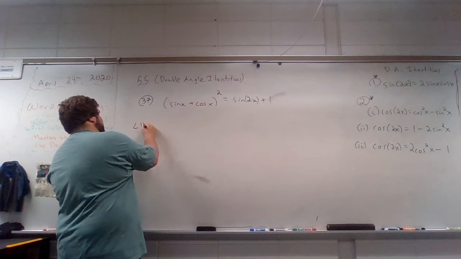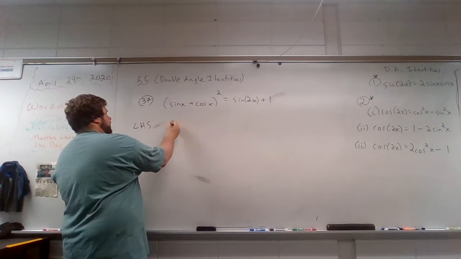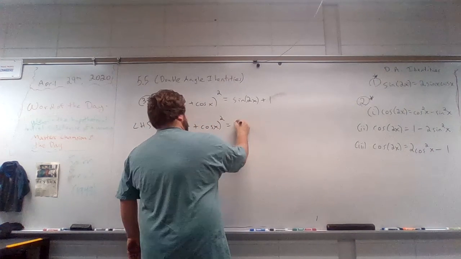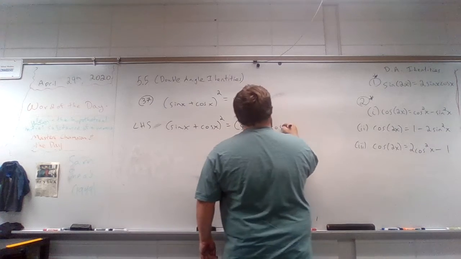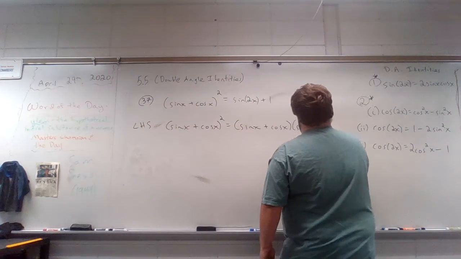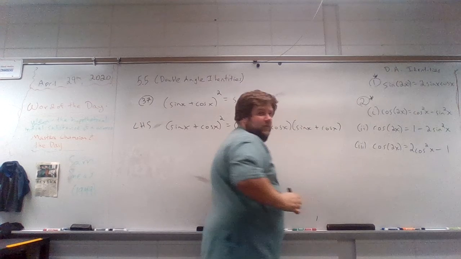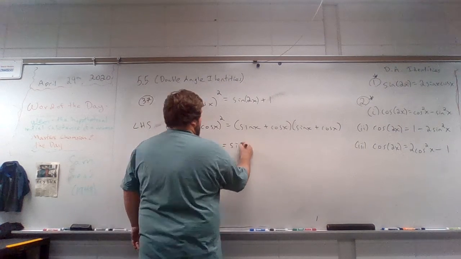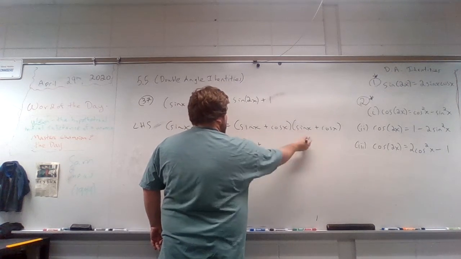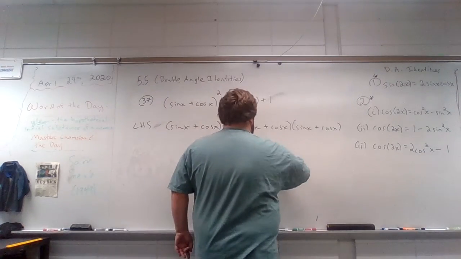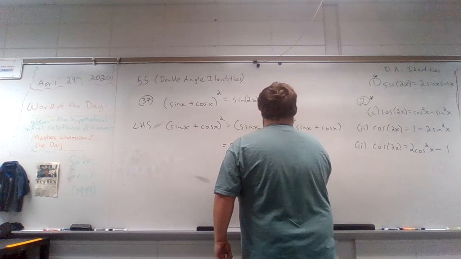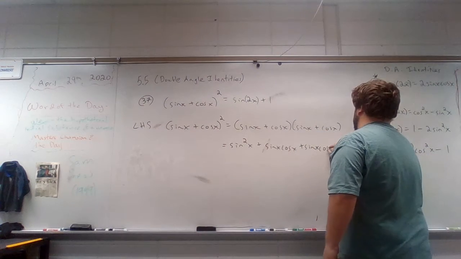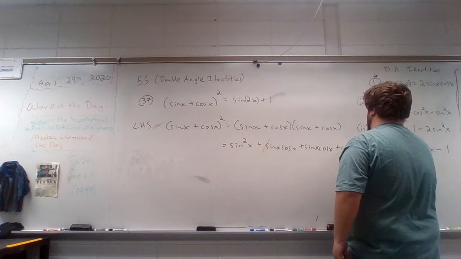So let's see what this is going to be. So I've got sine x plus cosine x squared. That's sine x plus cosine x times sine x plus cosine x. And we got to distribute all of that out. So I got sine squared plus sine cosine plus sine cosine plus cosine squared. Okay, there we go.